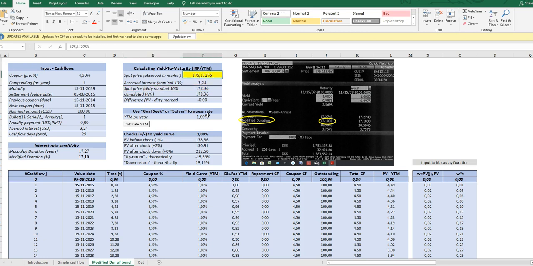So we have the spot price observed in the market, and the accrued interest. That gives us a total price that the investor has to pay for the bond. And here we calculate our cash flow structure, and exactly with a discount rate of 1%, it's the same. So based on this, we should be able to calculate the Macaulay duration and also the modified duration.